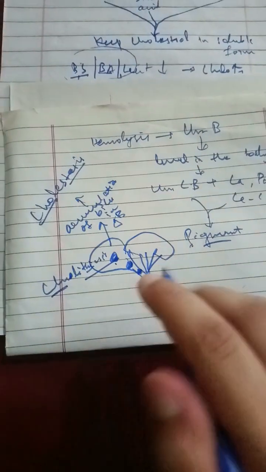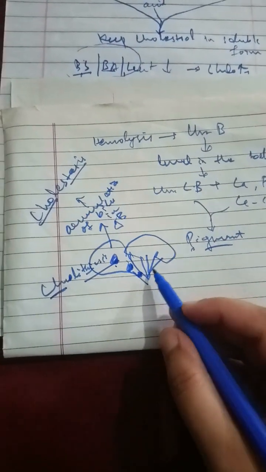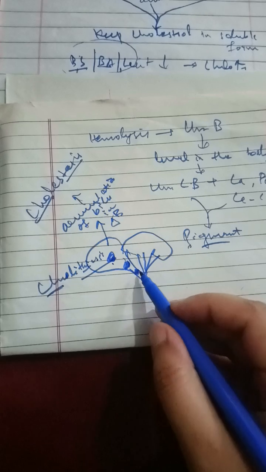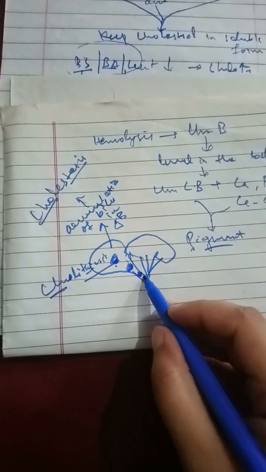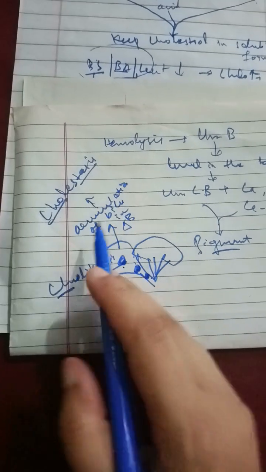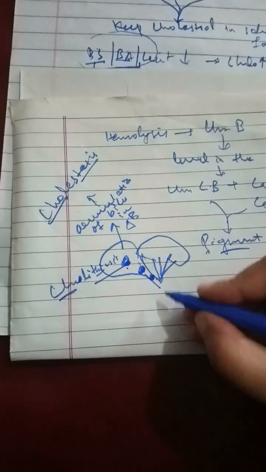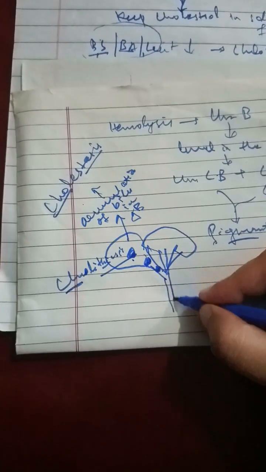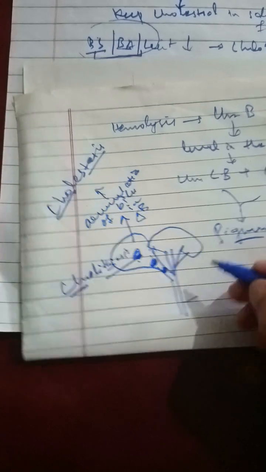Chole means gallbladder, stasis means stasis of fluid. The accumulation of fluid in the gallbladder due to the obstruction of the cystic duct by the stone, or the obstruction of the neck of the gallbladder by stone, is called cholestasis. Now this stone can move to the common bile duct.